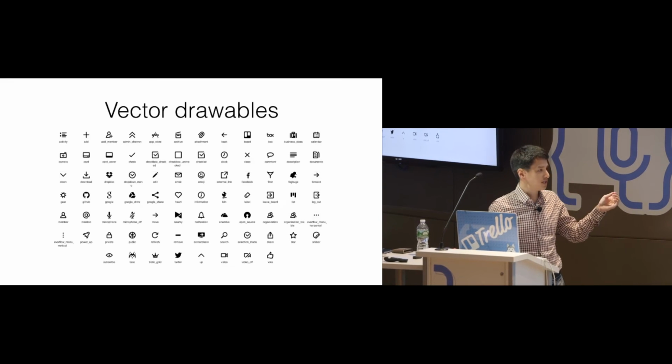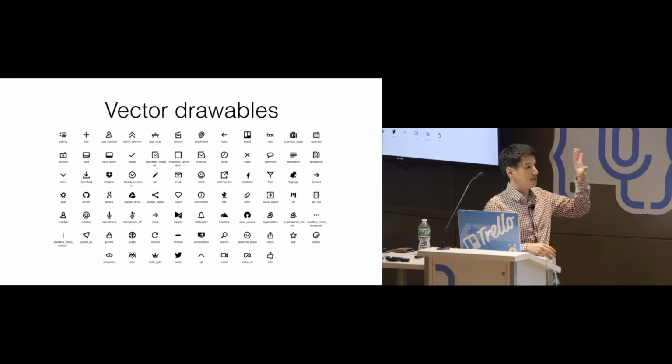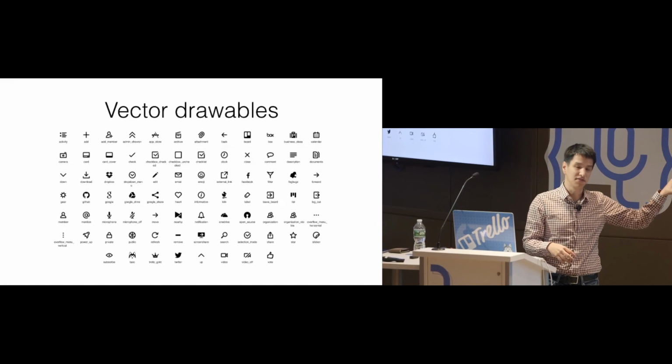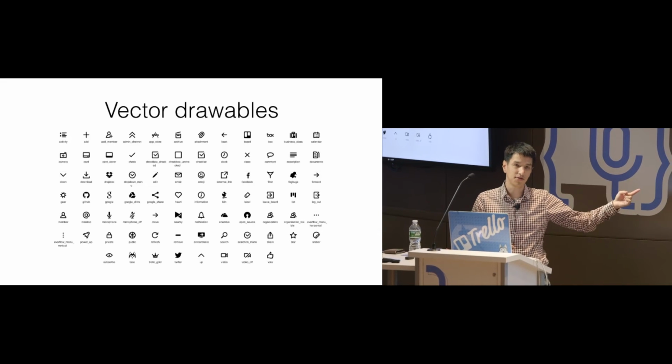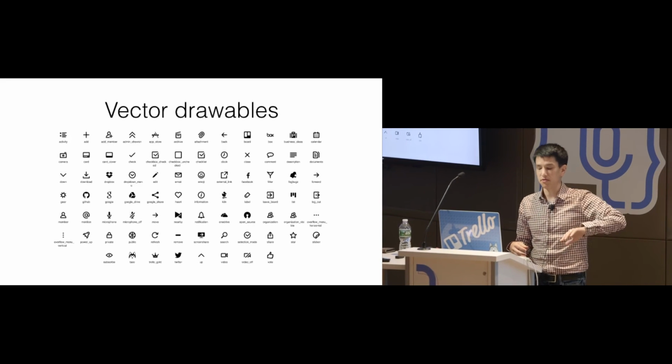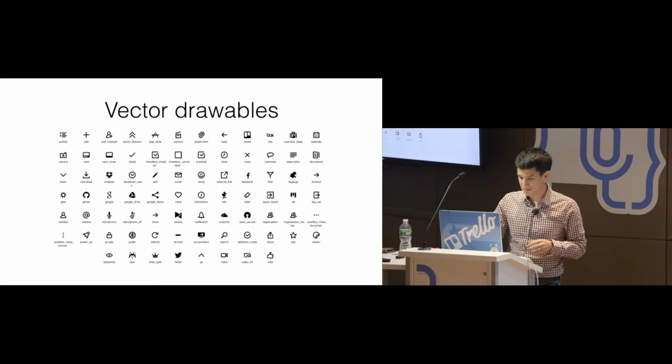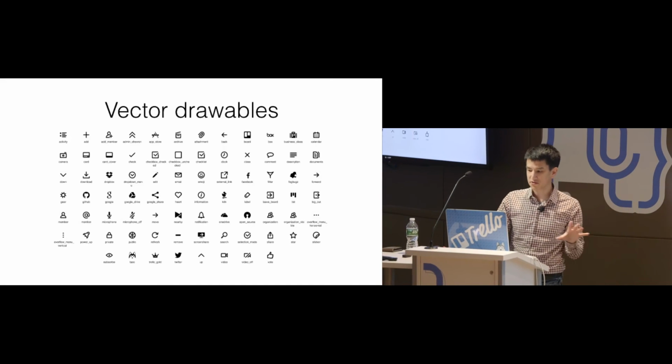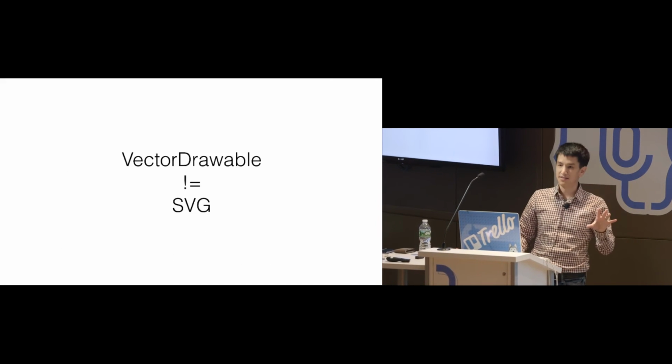So that's all well and good. Plus, there's a backwards compatible version of this in the support library. It's only been added in the most recent versions of Android, but you can backport it to fairly old versions. But there's one problem with vector drawables, which is that vector drawables are not SVGs.